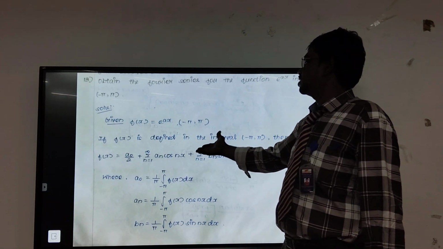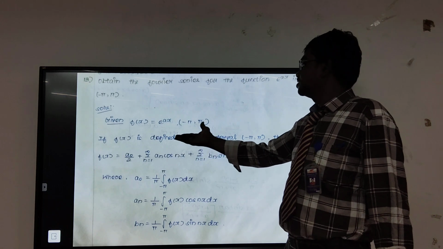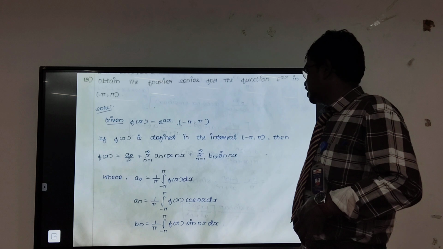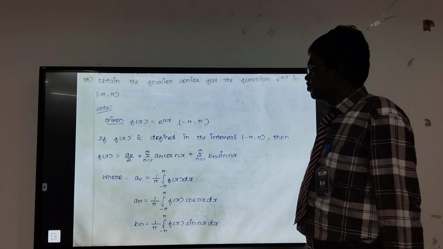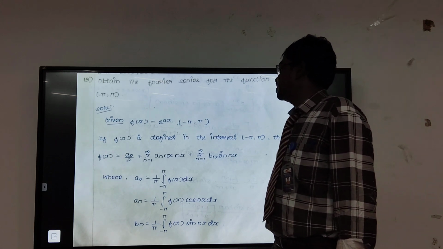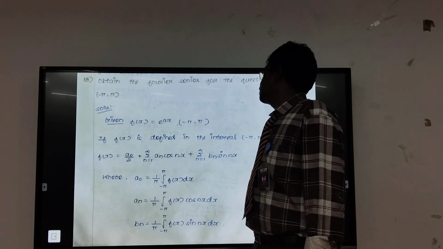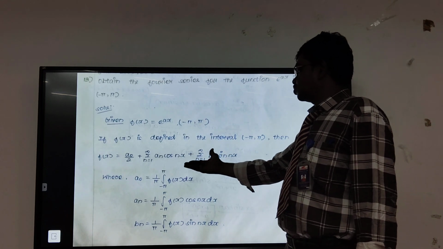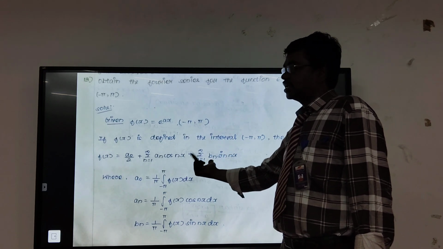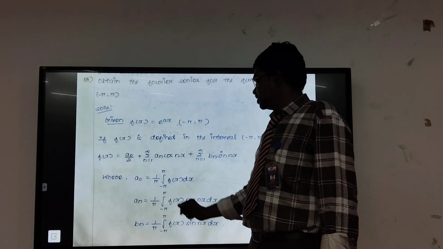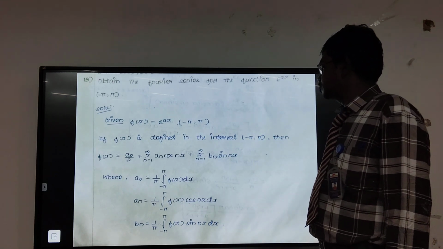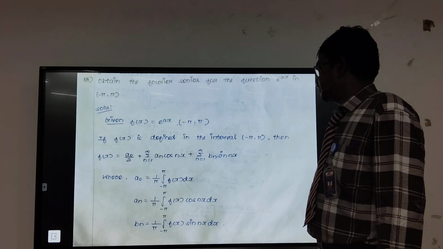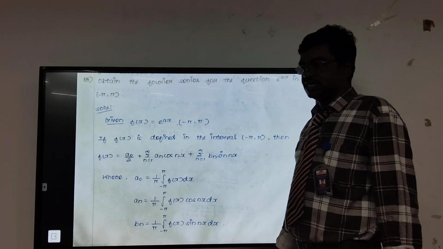So what is the general formula? Just now we saw that if f of x is defined in the interval minus pi comma pi, then f of x equals a naught by 2 plus sigma n equal to 1 to infinity a n cos nx plus sigma n equal to 1 to infinity b n sin nx. The Fourier coefficients: a naught is 1 by pi integral minus pi to pi f of x dx, a n is 1 by pi integral minus pi to pi f of x cos nx dx, and b n is 1 by pi integral minus pi to pi f of x sin nx dx.